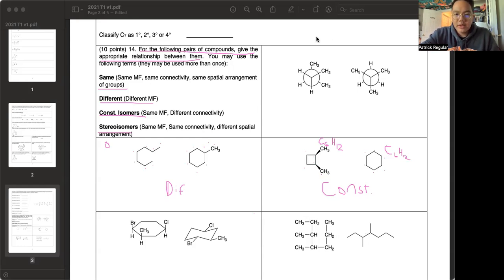All right, let's take a look at this one again. This kind of messes with your brain a little bit. So this is our longest parent chain. And this is 1, 2, 3, 4, 5, 6, 7 carbons. The 7 carbons are the parent chain, heptane. We have a 2, 3, 4, and we have 1, 2, 3, 4 methyl groups. They are the same.